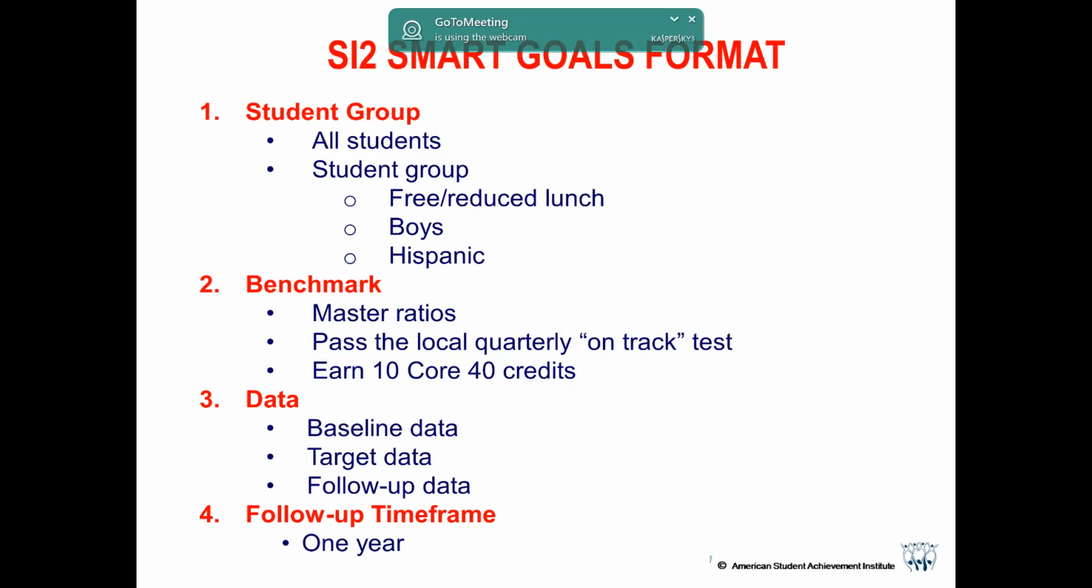And then a year from now, we'll do follow-up data and we'll see, did we hit the target? That's always the goal. Get a meaningful target, one that's not too big, one that's not too small, and then did we hit that goal, hit that target? In terms of time frame, our time frame in SI2 is always 1 year. We always want to know where we are going to be a year from now. So anytime we talk about follow-up data, it will always be data that's 1 year out.